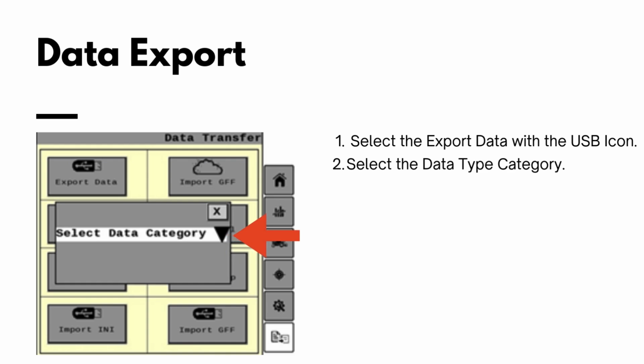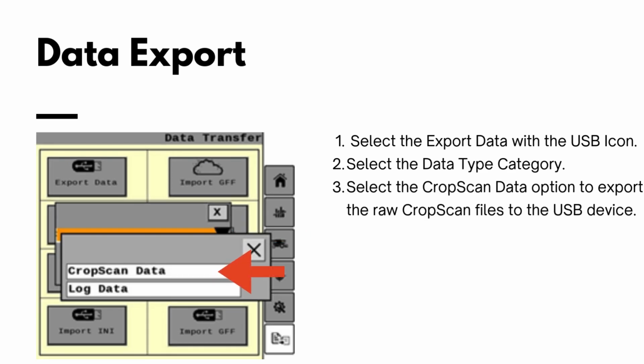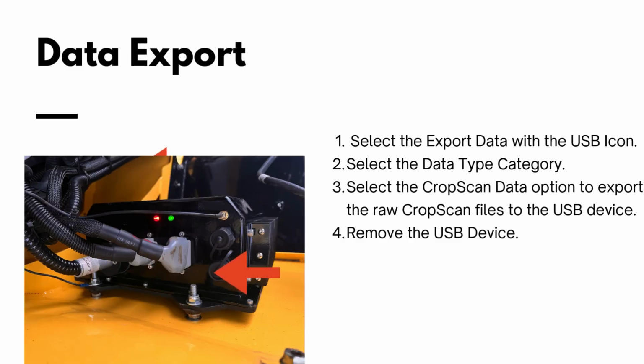Select the data type category and select CropScan data. The data will take roughly 30 seconds to export and save to the USB device. Once the data export process is completed, you can remove the USB from the NIR spectrometer USB port.